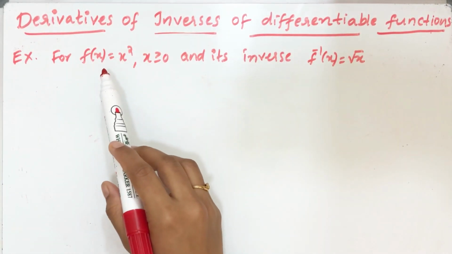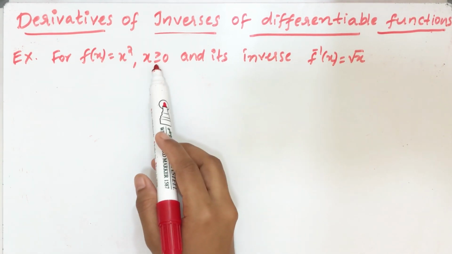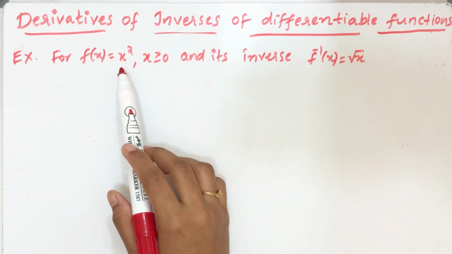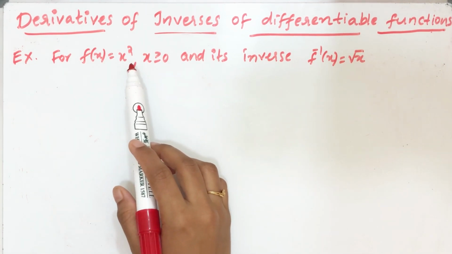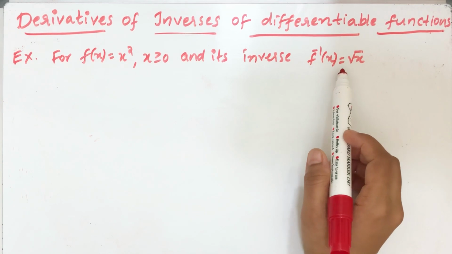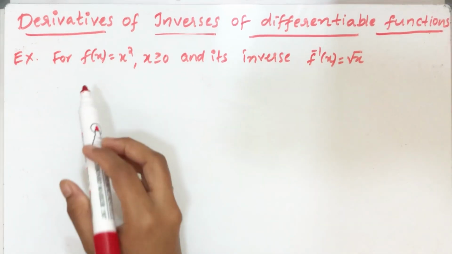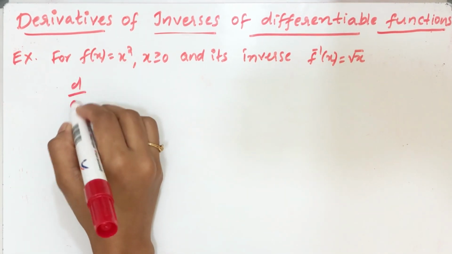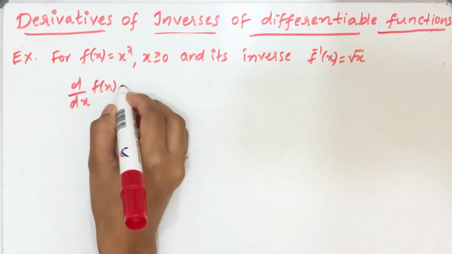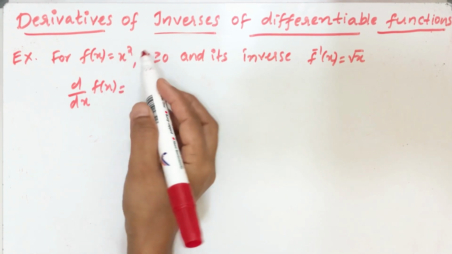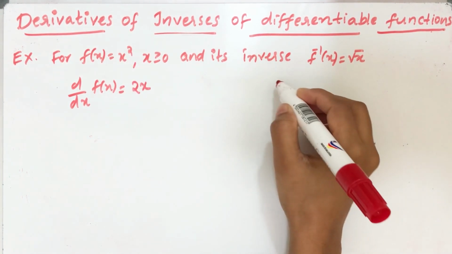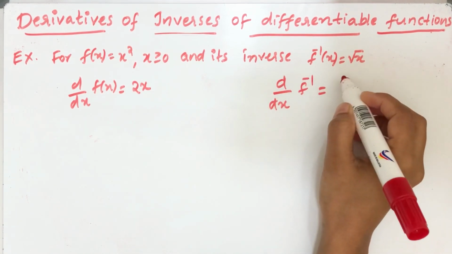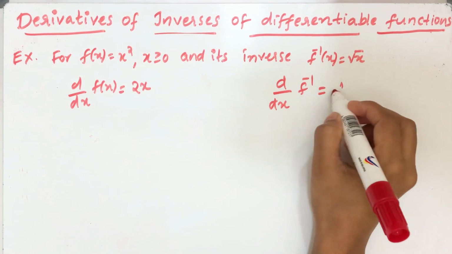Example: consider the function f of x is equal to x square, x greater than or equal to 0. Only when x is greater than or equal to 0 is this function one-one and has an inverse. Then its inverse is f inverse of x is equal to root x. We can find d by dx of f and f inverse. d by dx of f of x is equal to d by dx of x square, that is 2x. And d by dx of f inverse of x is equal to d by dx of root x, that is 1 by 2 root x.